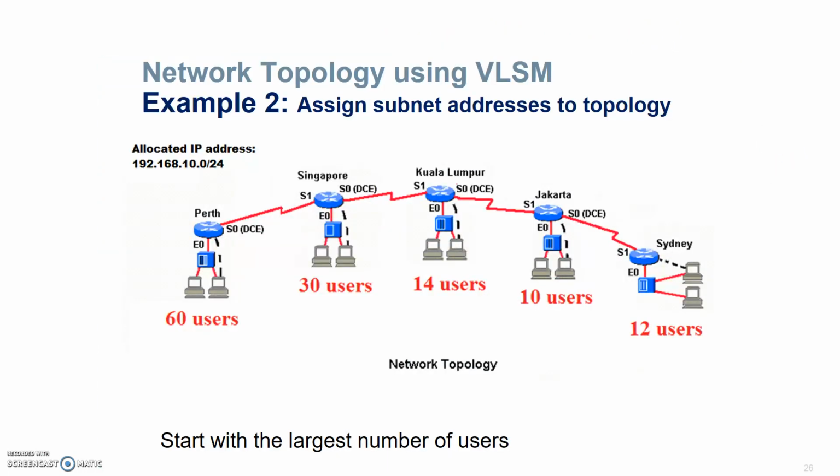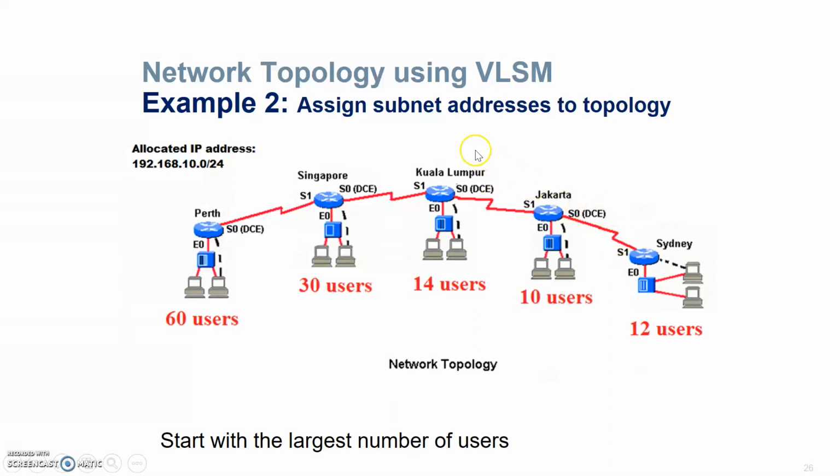Okay, let's look at another example. Example 2. This is a bit more complicated example. We have 5 user LANs and 4 serial links, and we are given a class C IP address of 192.168.10.0/24. Let's do some subnetting so that we can meet the requirements of each network and yet also save some IP addresses.